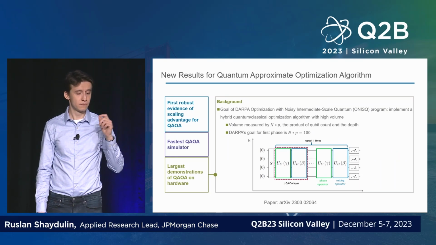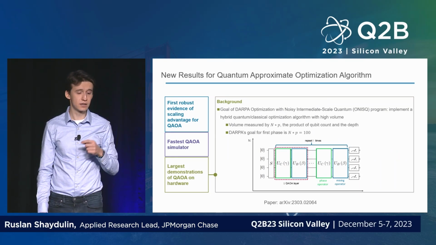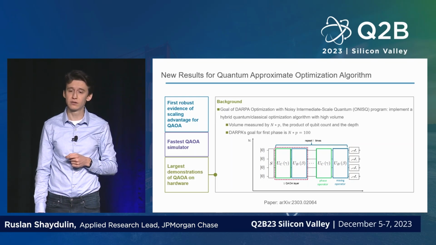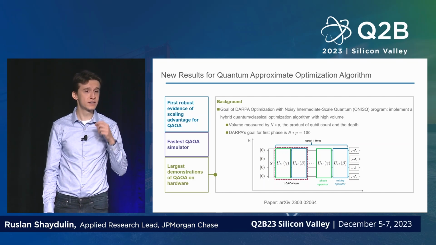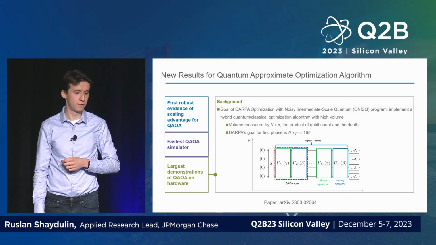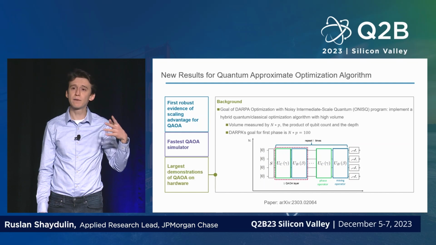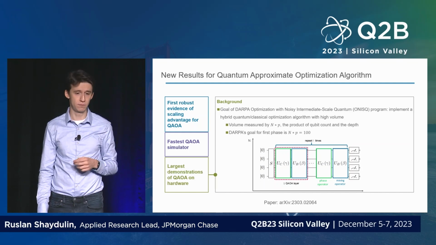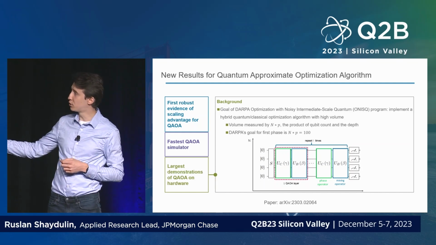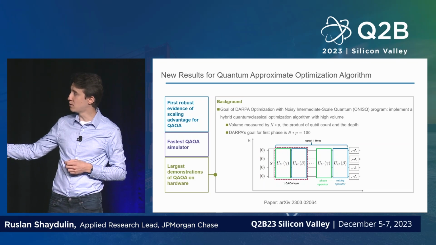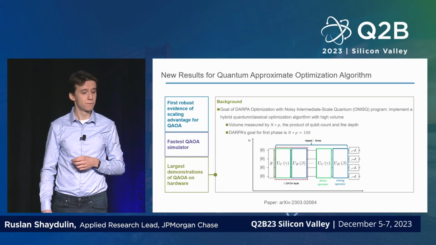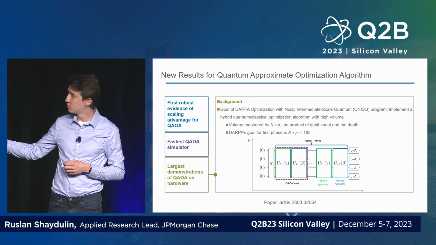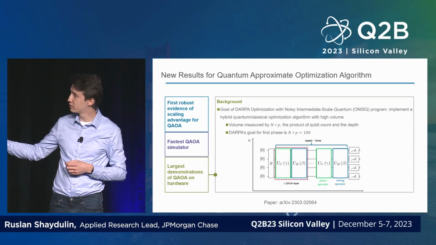Finally, for the last QAOA result, let me talk about some of the large-scale experiments that we ran on Quantinuum processors. Our starting point here was a benchmark set up by DARPA, where the goal was to implement a hybrid quantum-classical solver with a large volume. The volume is defined as the product of the number of qubits by the number of algorithmic steps that your optimizer performs. So in this diagram, we have two algorithmic steps. So this is 2 times 4, 8.